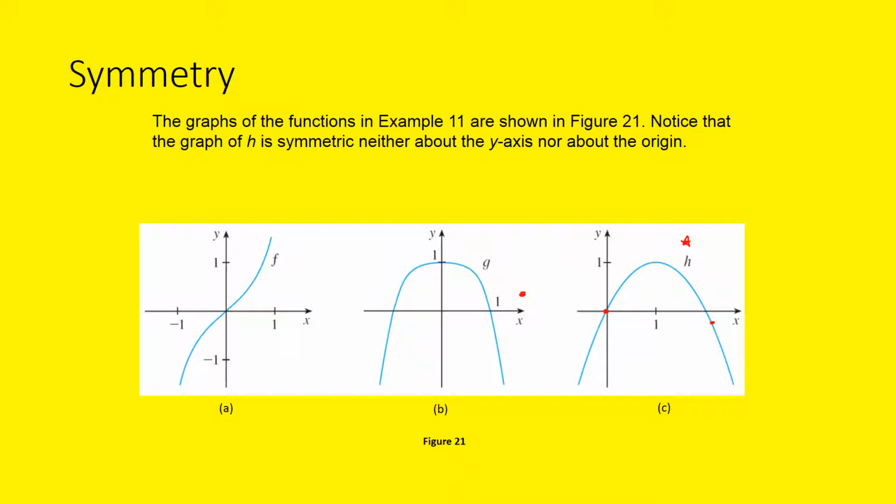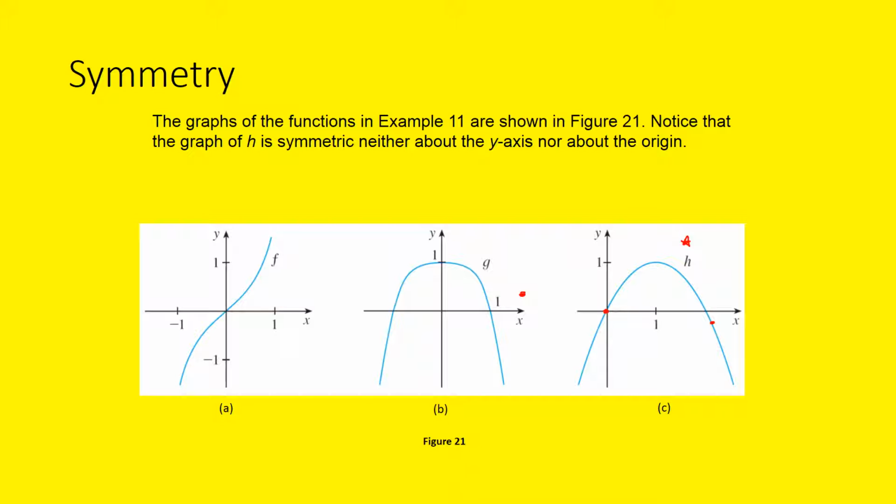But the even function g does have y-axis symmetry. We could fold the right half over the y-axis, or reflect it, and get the whole graph. And for f, we could take the part that is to the right and rotate it 180 degrees through the origin and get the entire graph.